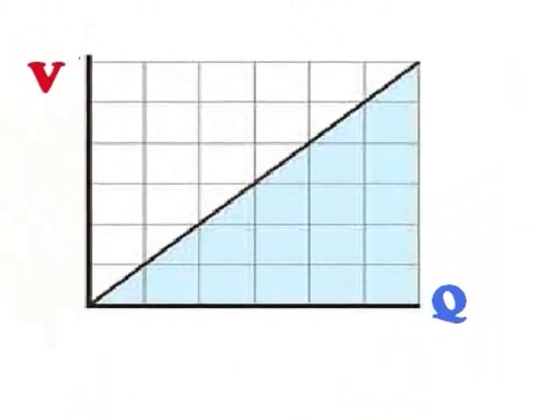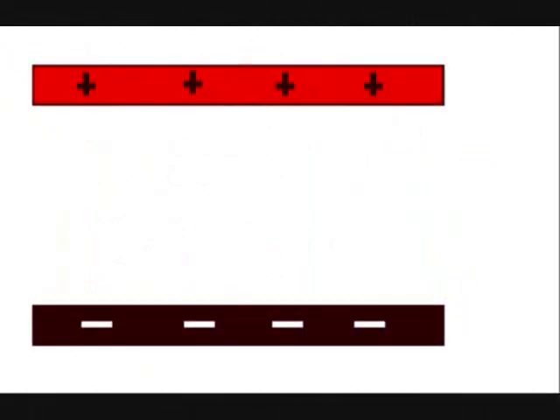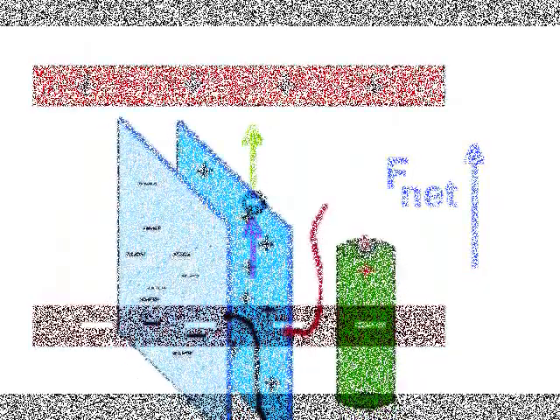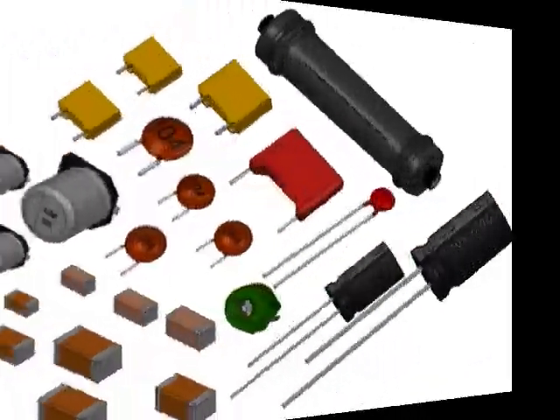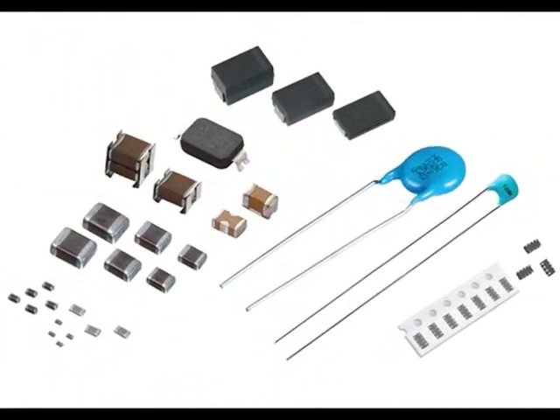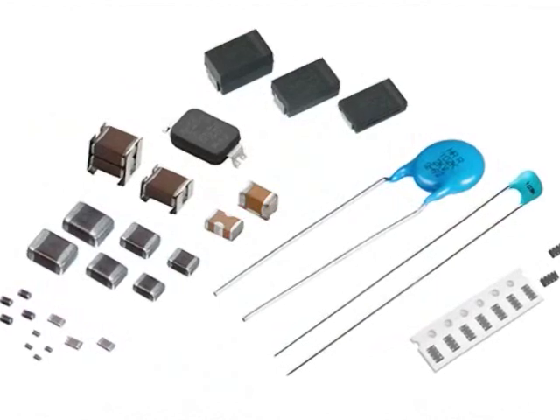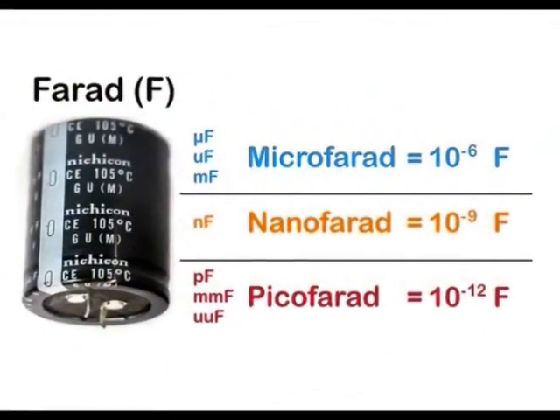Experiments show that the amount of charge Q stored in the capacitor has a linear relationship with the potential difference V of the two plates. Therefore, the amount of charge stored in the capacitor can be expressed as a formula. Usually, the capacity of capacitors varies from picofarad to millifarad. 1 picofarad is the lowest capacity.